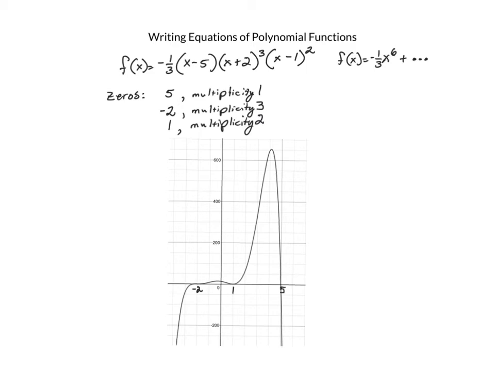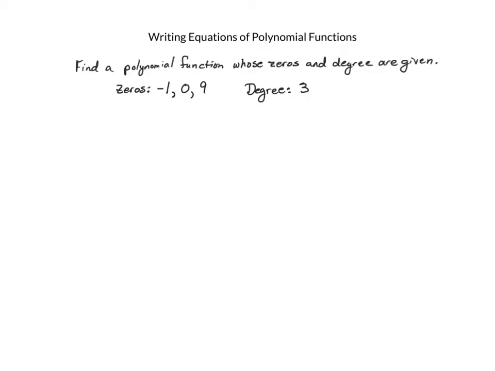Let's move on now and come up with the equations. You may have forgotten that was the point of this video, looking at graphs, and now we're going to write the equations of polynomial functions using what we've learned. So here's the problem. Find a polynomial function whose zeros and degree are given. The zeros are negative 1, 0, and 9, and the degree is 3.